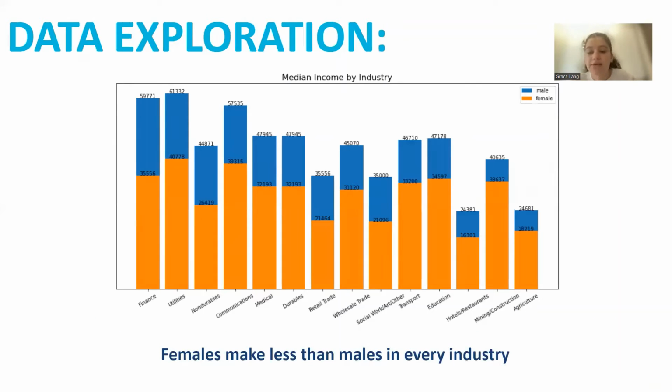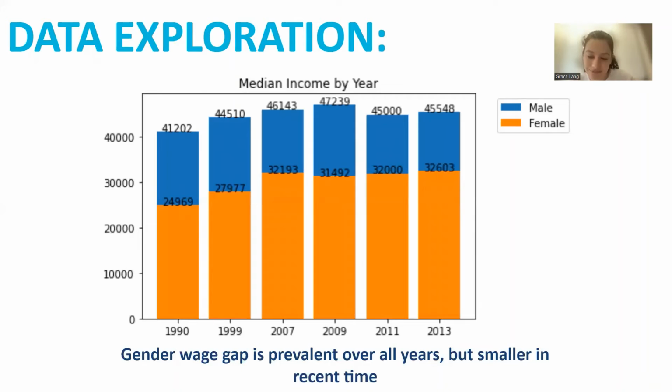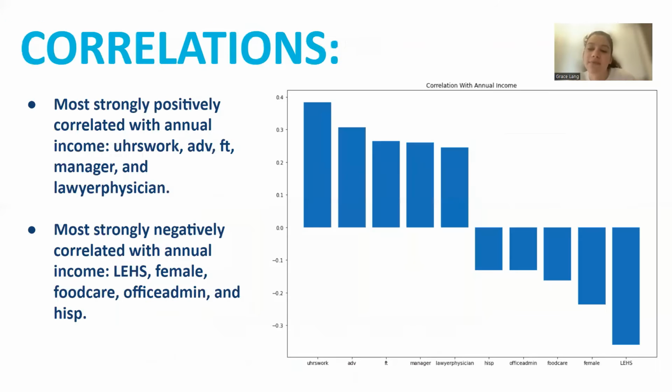We wanted to explore more about the gender wage gap, and this plot shows the difference between income by gender across all industries. And we did some additional exploration to visualize how data from different years would bias our results, and it's clear there's a wage gap across all years in the data set. However, it appears to be narrowing in recent years.